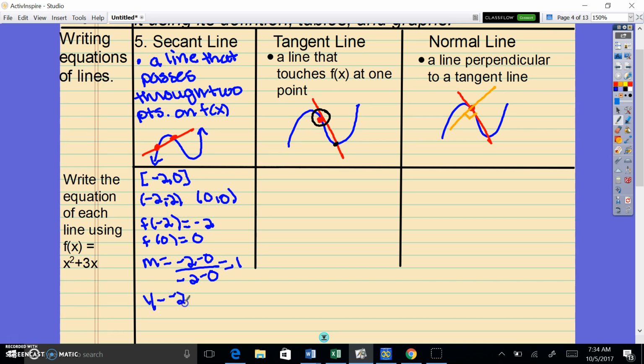So y minus negative 2 equals negative 1 times x minus negative 2. And as I told you before, you can totally just leave it like that, or you can solve for y. And that's the secant line. So moving on to the tangent line.